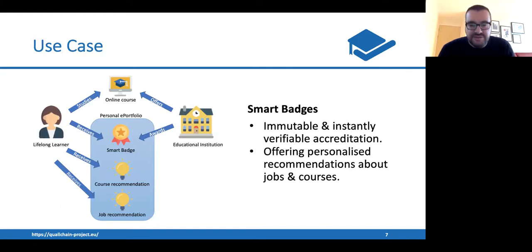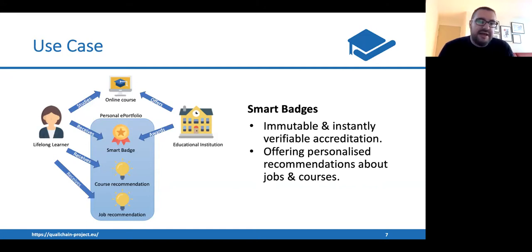This portfolio is stored on the blockchain, so it's immutable, instantly verified, and it contains recognition methods, ways to recognize the achievements of the learner, for example, through what we call smart badges. Smart badges are based on open badges, but the key difference is that they are stored on the blockchain, so they have immutability.